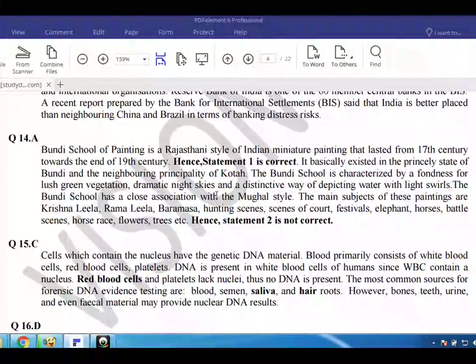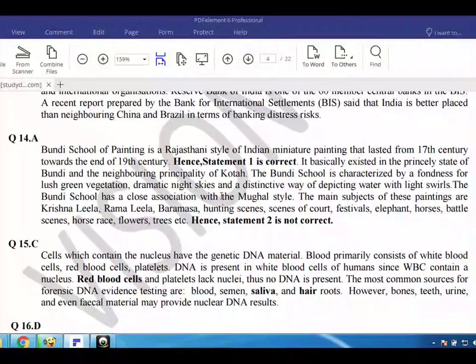The Bundi School has a close association with the Mughal style. The main subjects of these paintings are Krishna Leela, Rama Leela, Barahmasa, hunting scenes, scenes of court, festivals, elephants, horses, battle scenes, horse race, flowers, trees, etc. Hence, statement 2 is not correct.